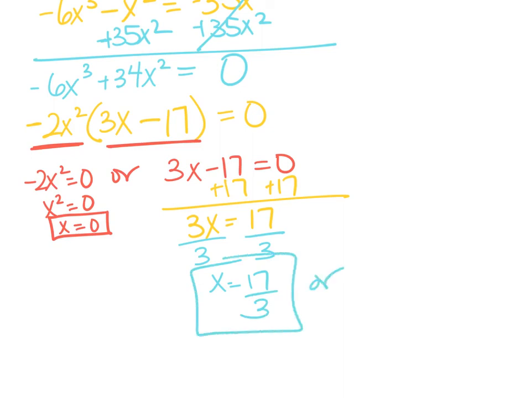If you really want to put it into a mixed number, you can do 3 goes into 17 5 times, which is 15. There's 2 left over. So this could also be your answer. But on a test, usually this answer should be fine.